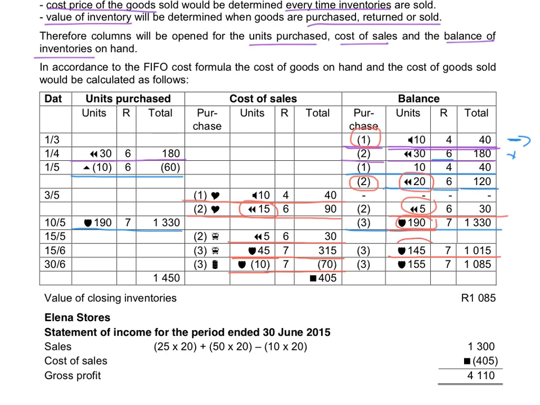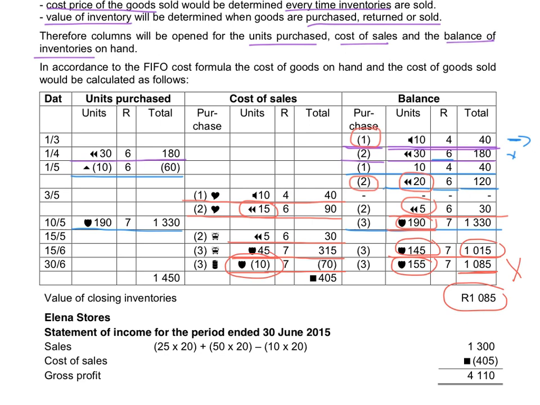We had 145 units. Now 10 of those units come back, so it means now we have 155 units. Then I take the value of the units, 1015, plus the R70 that came back, and I say my closing inventory is worth 1085. So if we want to calculate my closing inventory, I look at the inventory that's left over at the end of the year, and that is the 1085.